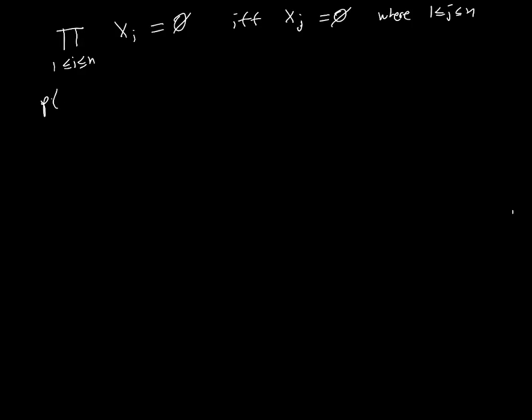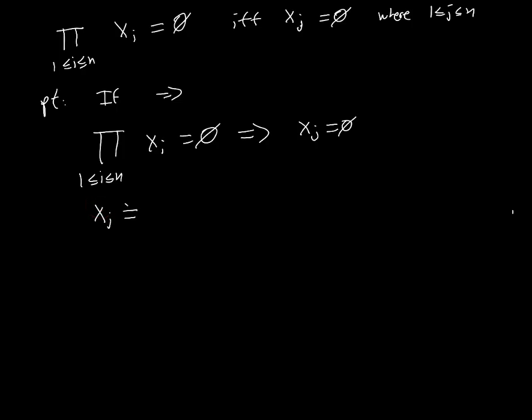So how do I prove this? Well, let's start with the if direction. If we have this, then one of them has to be empty. So how would we prove this? Well, let's do it by contrapositive. Let's assume the contrapositive of this is this.